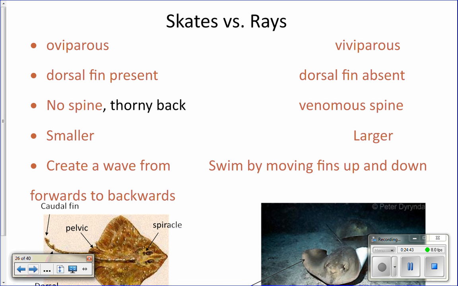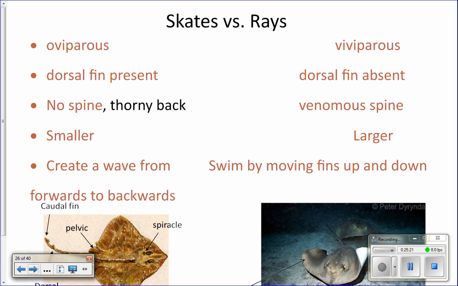Okay, so what is the difference between a skate and a ray? This is your chart in your notes. So skates are on the left, rays are on the right. Skates are oviparous, meaning they lay eggs. Okay. And rays are going to be viviparous, so they're going to give live birth, and the mother is going to directly nourish the young. Yes, so cute. Skates are also going to have a dorsal fin. Okay, so on their tails they'll have a dorsal fin, whereas rays will not have a dorsal fin at all.